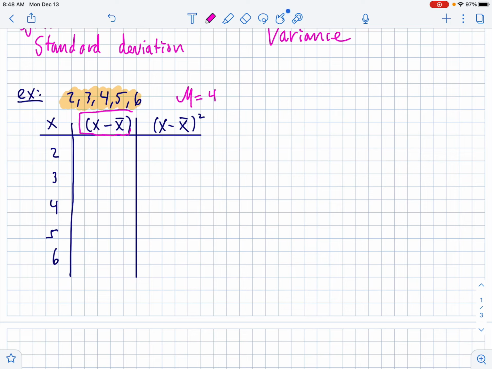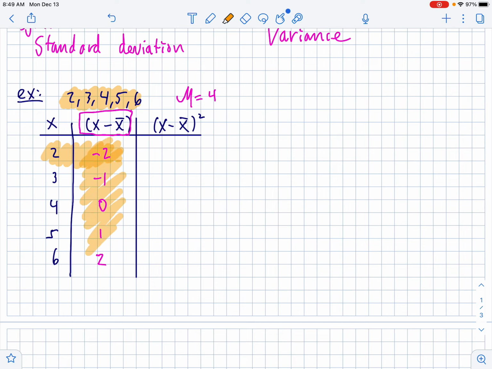So this part of the table means that you subtract the mean, the mu, the x bar, whatever you want to call it, off of each score. So 2 take away 4 would be this row right here, so this would be -2. 3 take away 4 is -1. 4 take away 4 is 0. 5 take away 4 is 1. 6 take away 4 is 2.